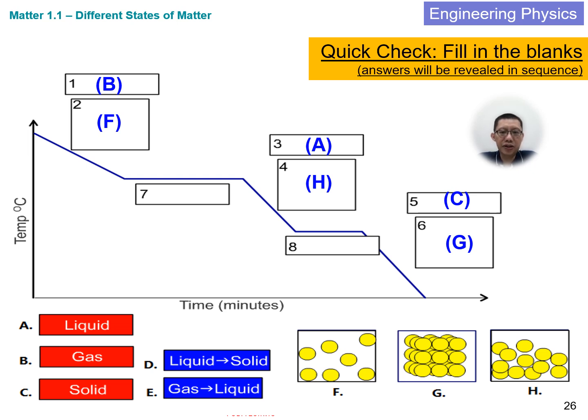As cooling continues, we see the change of state from liquid to solid at point 8, completing the cooling process. As it cools, we reach point 5, where the substance becomes solid. The illustrations F, G, and H represent the arrangement of particles in the gas, liquid, and solid states respectively, with F showing a gas, G showing a solid, and H showing a liquid.